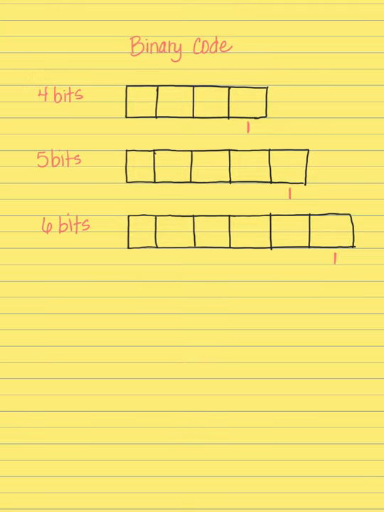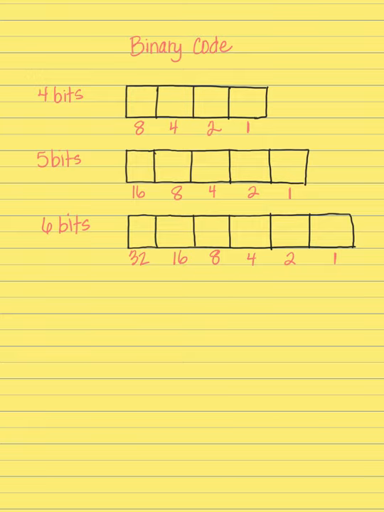So if the first square represents 1, what does the second square represent? 2, because it's double 1. If you double that, what would the next square represent? 4. And if you double 4, 8. And then if you double 8, 16, and then I'm going to double 16 and get 32. So a 4-bit code can go up to 8, 5-bit up to 16, and 6-bit up to 32, okay?